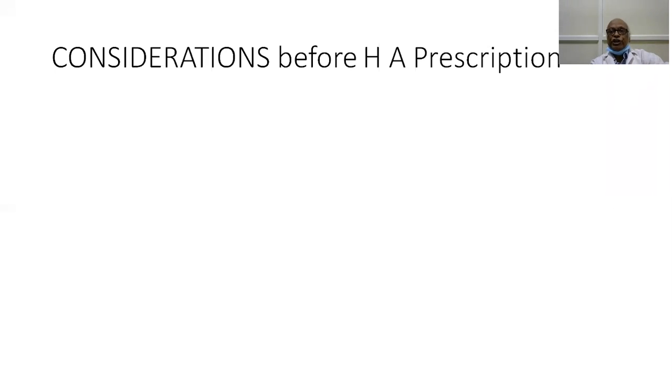Now, what are the considerations we have to observe before prescribing a hearing aid? We have to see whether the ear canal is suitable or not. For effectiveness of a hearing aid, the ear canal should be wide and the skin should be healthy. And there should not be any infection, otitis externa or otitis media. And even the post-auricular skin also should be healthy.